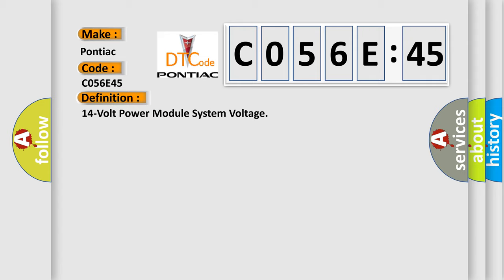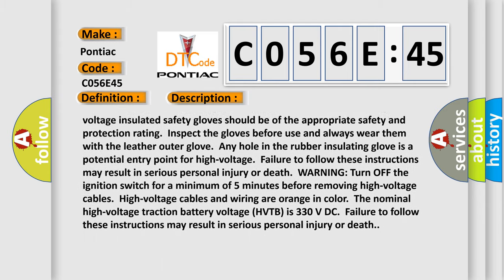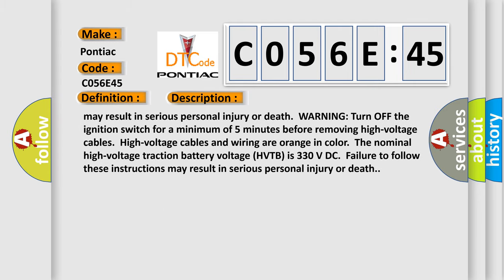Warning: turn off the ignition switch for a minimum of 5 minutes before removing high voltage cables. High voltage cables and wiring are orange in color. The nominal high voltage traction battery HVTB voltage is 330 volts DC. Failure to follow these instructions may result in serious personal injury or death.